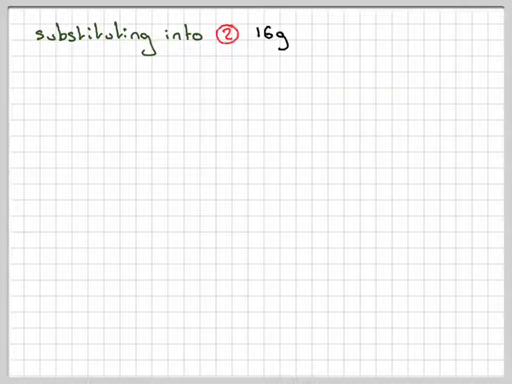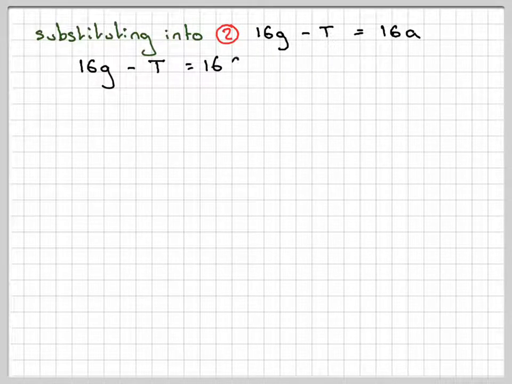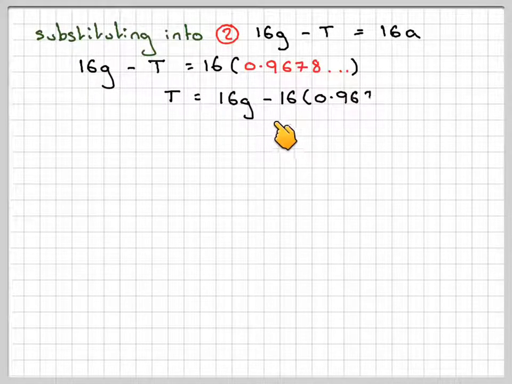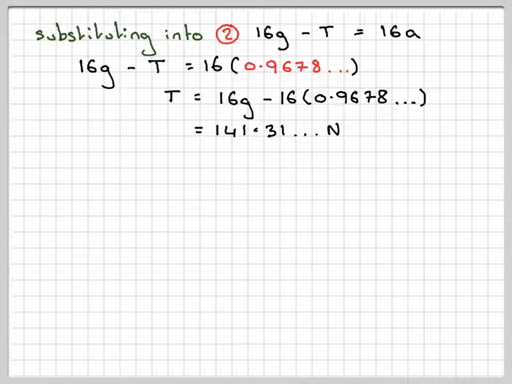Substituting into 2, 16g minus T is equal to 16a, we're going to have 16g minus T is equal to 16 times the value I've just calculated. Don't use one which has been rounded off. So T will be 16g minus 16 times 0.9678, which was the acceleration, and therefore the tension will be 141.31 newtons. Correct to 3 significant figures, that's 141 newtons.